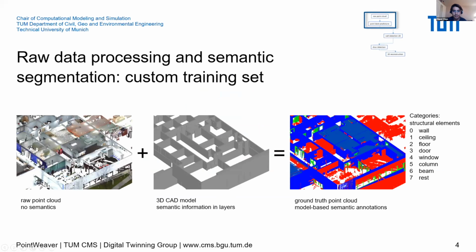To perform the semantic segmentation, what we did is that we took the raw point cloud without semantics. We used the 3D models and aligned them together with the point cloud and performed an automatic semantic annotation step with a threshold of 10 centimeters. In this way, we could automatically segment the point cloud into different categories: walls, ceiling, floors, doors, windows, columns, beams, and clutter. That is in red here.